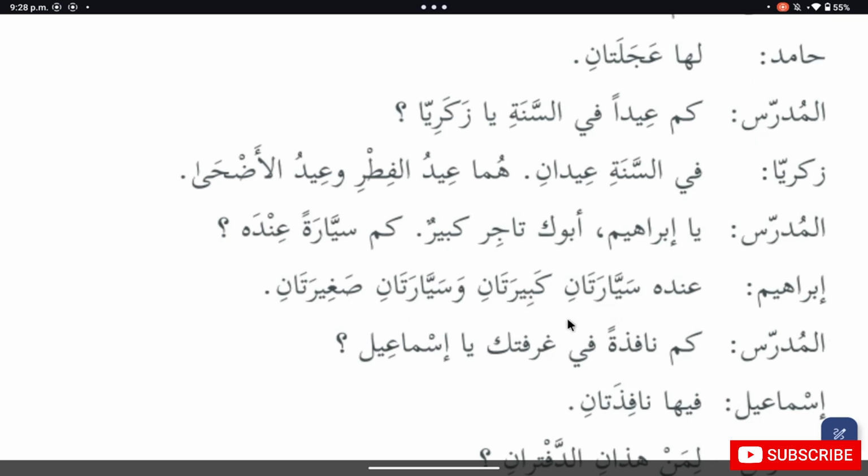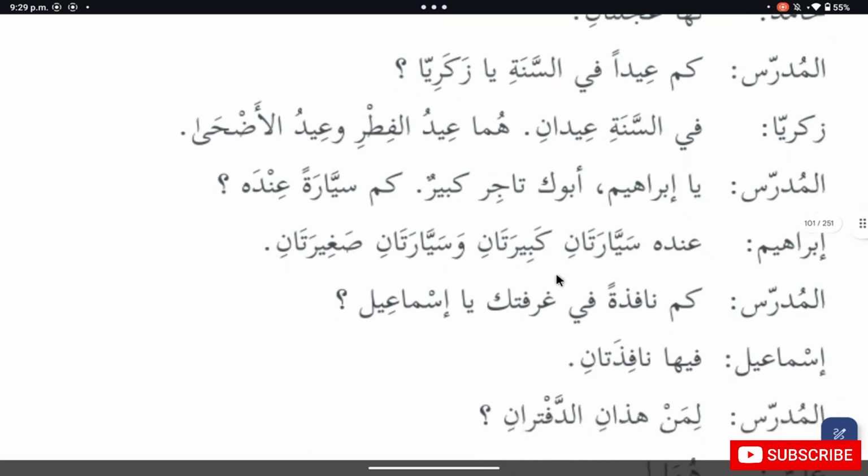Now we will see here that the adjective follows the same number. So this was dual, so now this one also has to be dual. It's not kabir, it's kabiratan. Kabira, kabiratan. Wasayaratan sagiratan, and two small cars. Again, the adjective matches the state, the number, the gender, and whether it's definite or indefinite of the noun that it's describing.